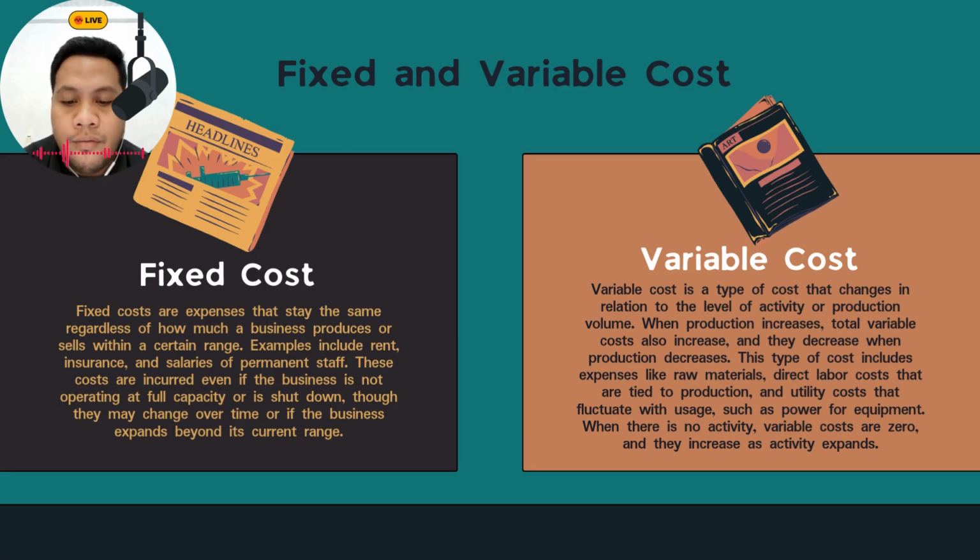On the other hand, variable cost is a type of cost that varies directly in proportion to the level of activity or production volume. As output increases, total variable costs increase. Conversely, they decrease when output decreases. Examples include raw materials, direct labor costs tied to production, and utility costs that fluctuate with usage, such as power for equipment. At zero activity, variable costs are zero, and they rise steadily as activity expands.